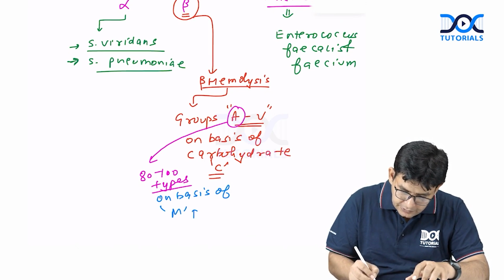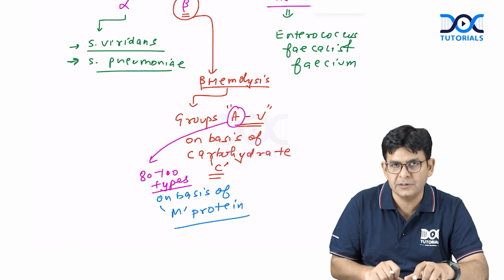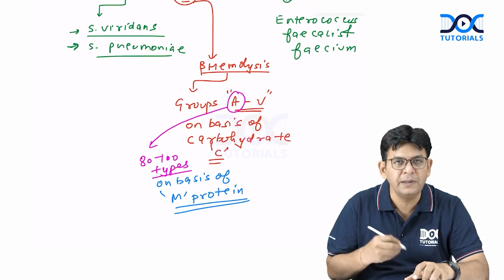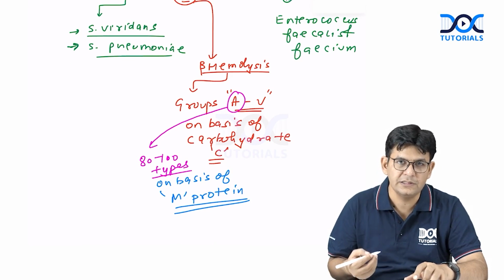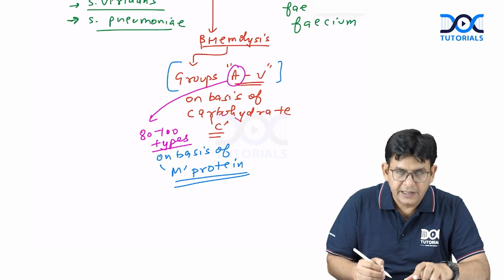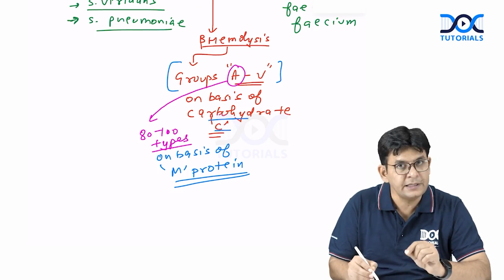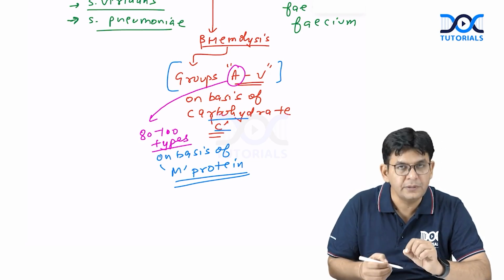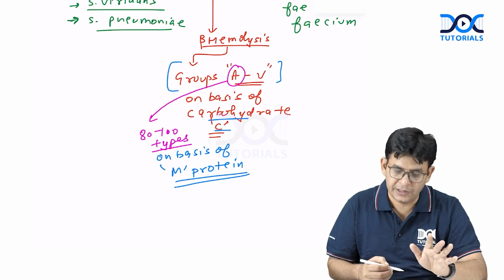M protein and carbohydrate C are both in their cellular structures. And this M protein also plays the role of virulence. It also has the role of what? Virulence of the streptococcus. These groups A to V, except I and J, are based on carbohydrate C. And group A, which is grouped further into 80 to 100 types, is grouped on M protein.